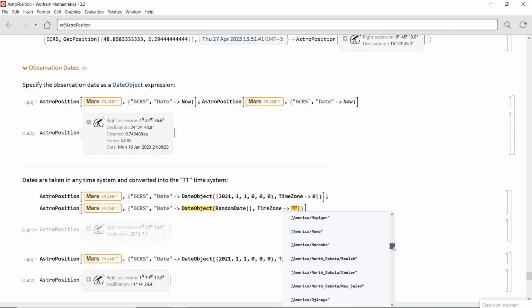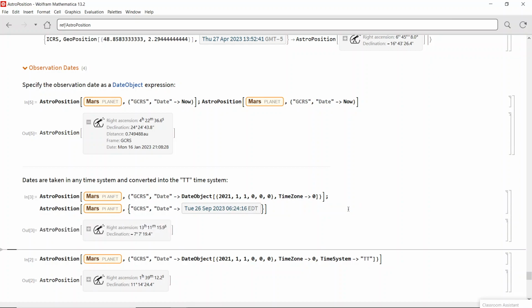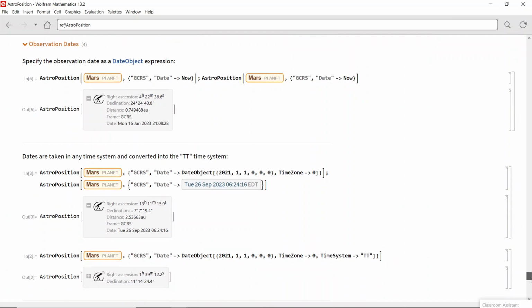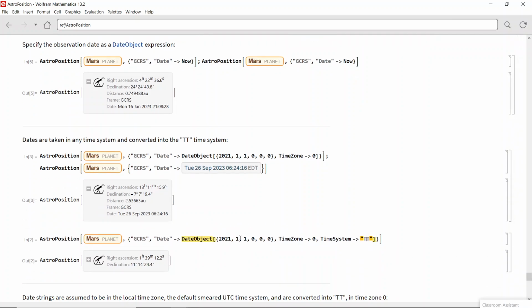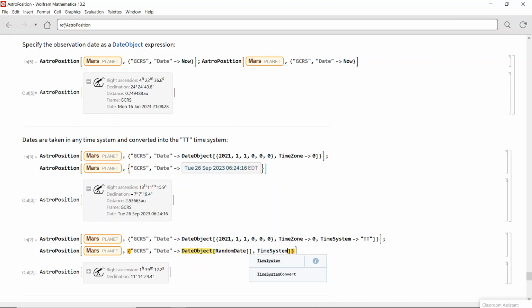America, Los Angeles. I'm looking for New York. AstroPosition. Date object. Random date. Time system. UT1.